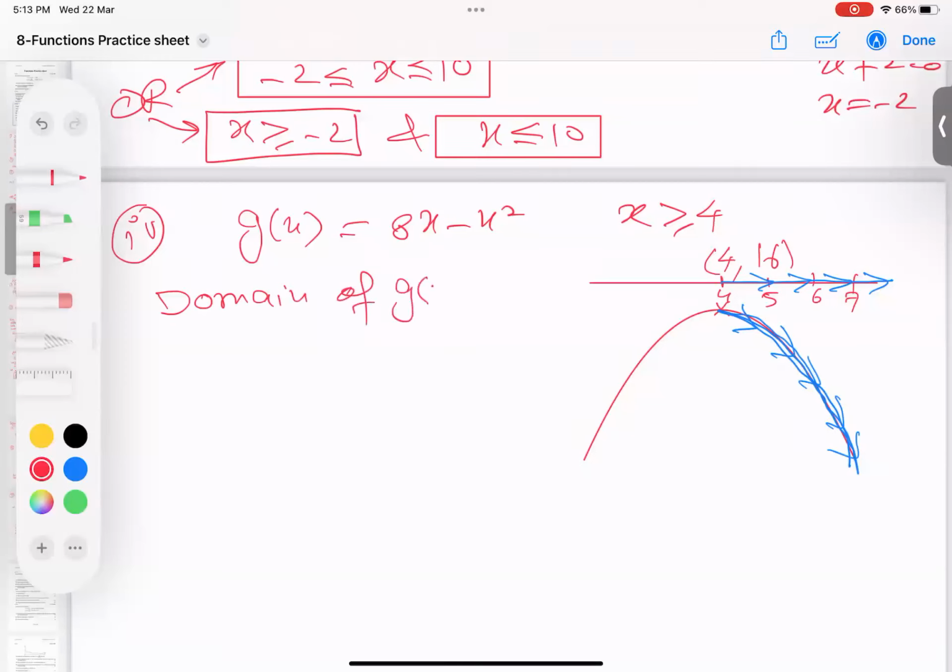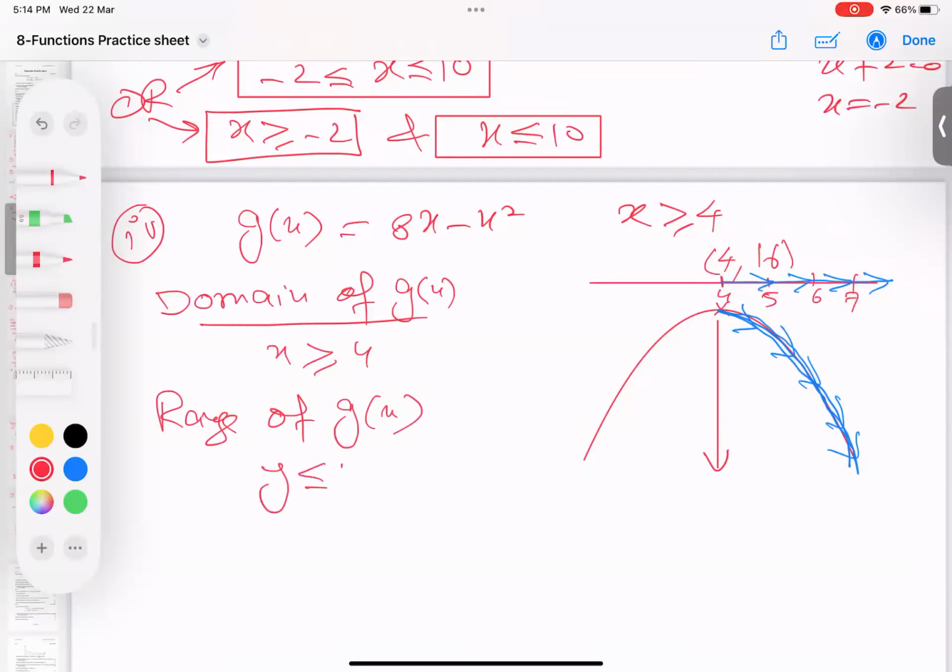All of this I'm writing is just for understanding the domain of the function: x is bigger than or equal to 4. It is not asked, but I'm writing it for your understanding. And the range of the function is very clear. It is coming downward, starting from where? Starting from 16. So y is less than or equal to 16.